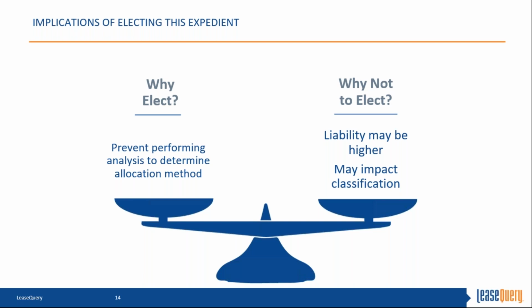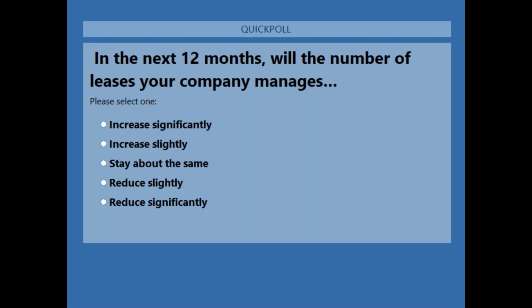So we definitely don't want to make these elections in a vacuum. We want to look at operationally how it will impact the way that we've reported in the past, as well as how we'll report going forward in making the appropriate election. Maybe we'll now transition into our first polling question.